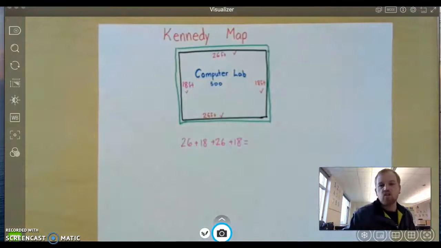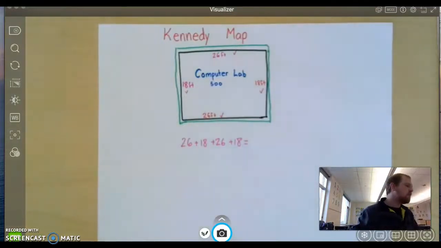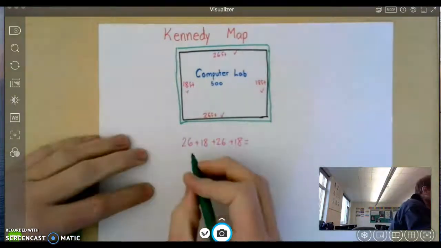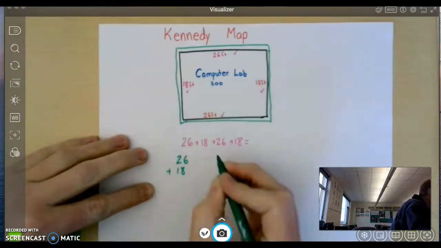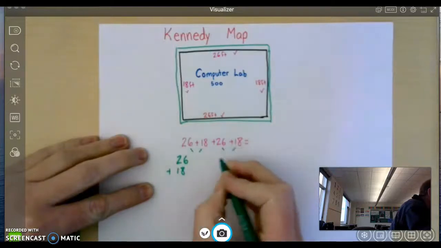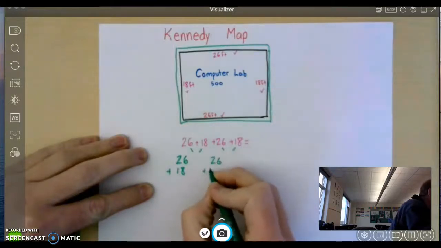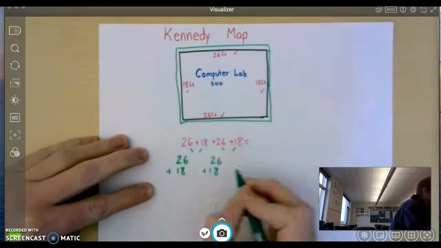Okay, so one method I can do is I can add them just as I have them, but I'm going to rewrite them because it makes it a little easier. So I'm going to take 26 plus 18, I'm going to write it vertically, and then I'm going to take 26 plus 18 again. So I kind of have them paired up here, you can see.